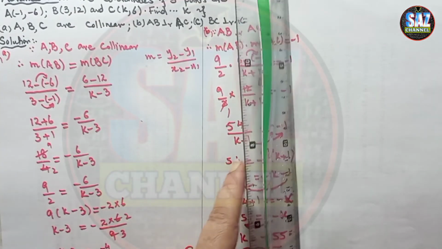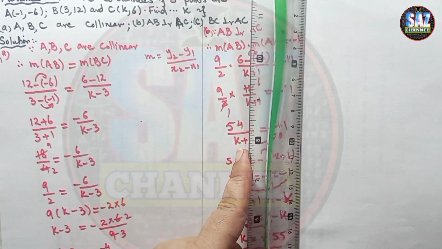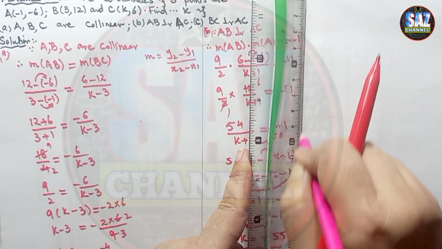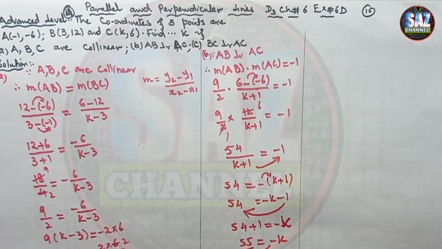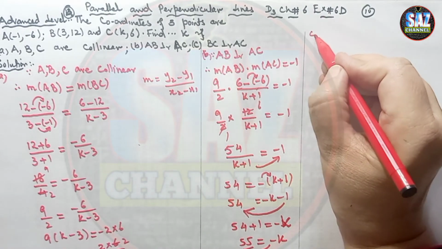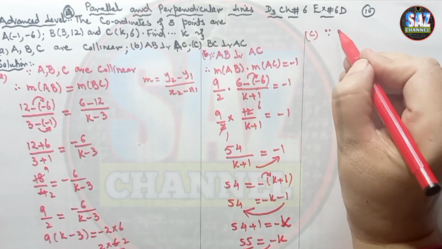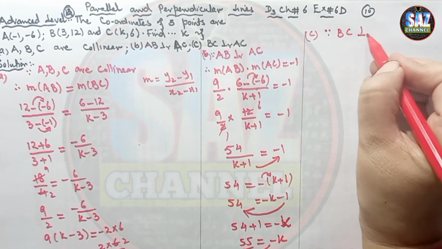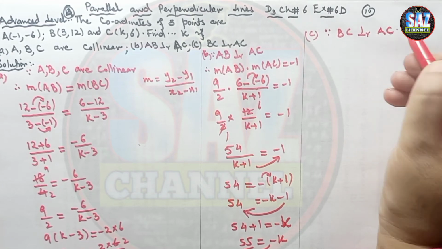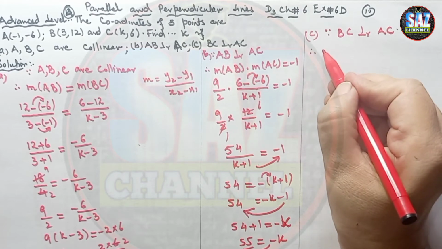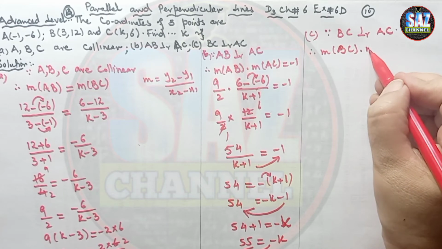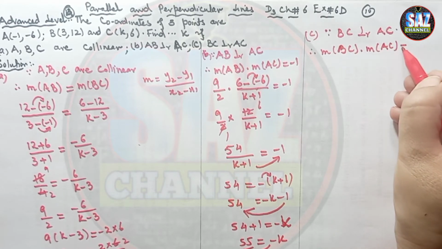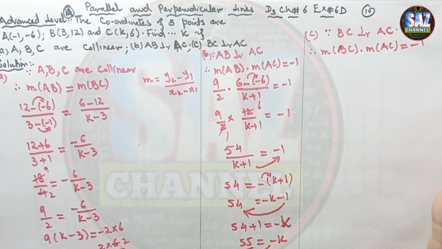Moving to the C part, in which the question says that BC is perpendicular to AC. Because BC is perpendicular to AC, therefore gradient BC and gradient AC, the product of these two gradients, is equal to minus 1.